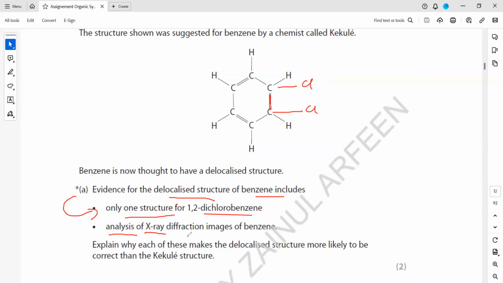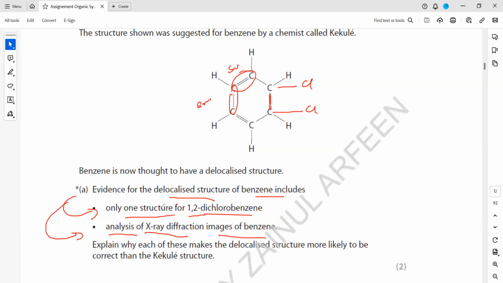And the second one is analysis of the X-ray diffraction image of benzene. When we pass X-rays and work out the bond lengths, we find that the carbon-carbon double bond and the single bond all have the same length. The C double bonded with C and single bonded C are all the same in the X-ray diffraction. So only one structure of 1,2-dichlorobenzene, and the X-ray analysis shows that Kekulé's model is not correct.